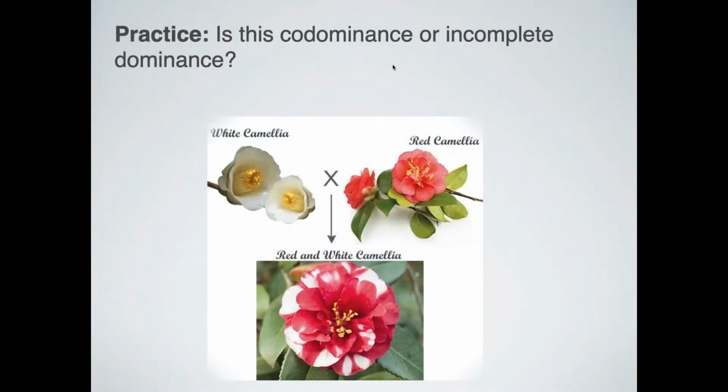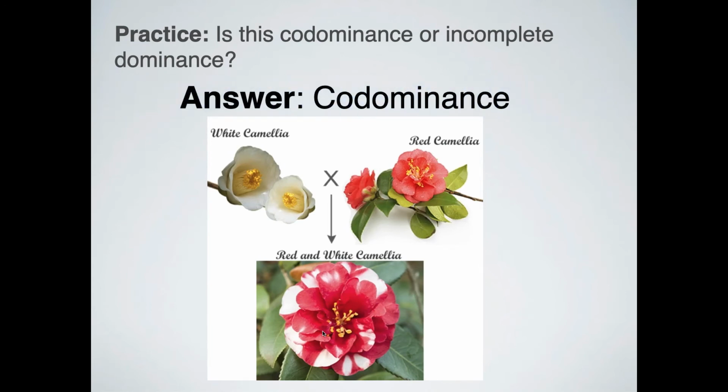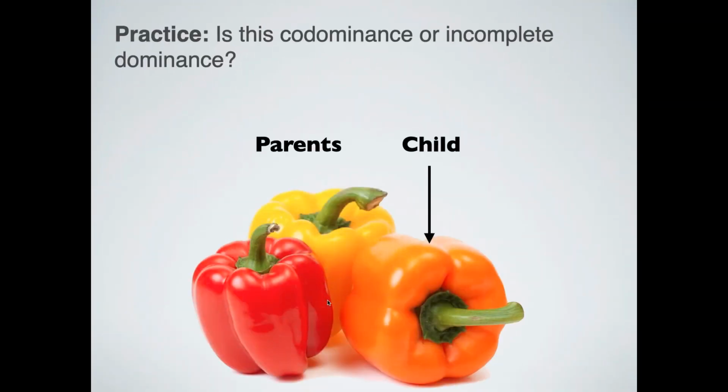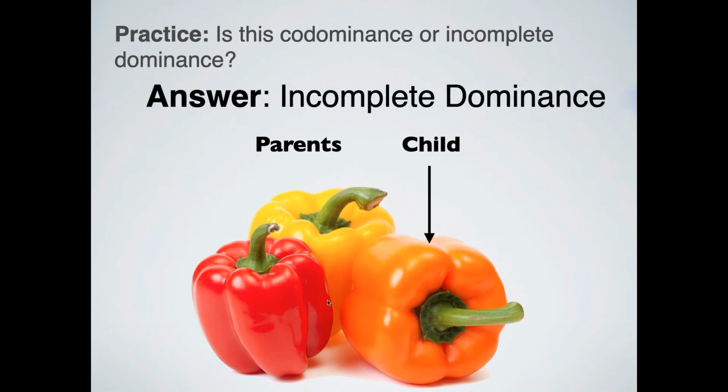So here's a good one. We have camellias, white camellias and red camellias. This is what their child ended up looking like. Is this an example of codominance or incomplete? Answer, it is codominance. We can see both traits being expressed. Here we go. We have some bell peppers. Answer, incomplete dominance. Red and yellow makes kind of an orange color, and it is definitely a blending of the two.